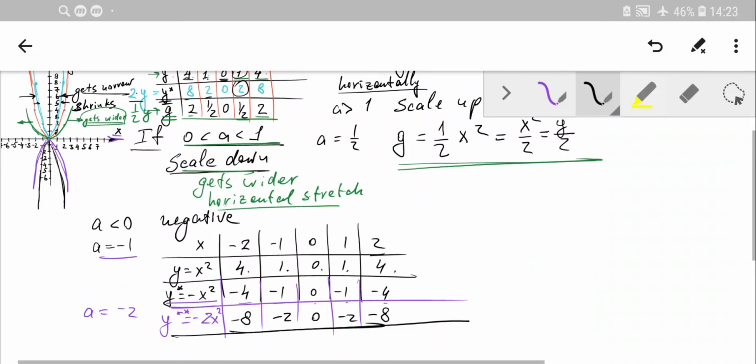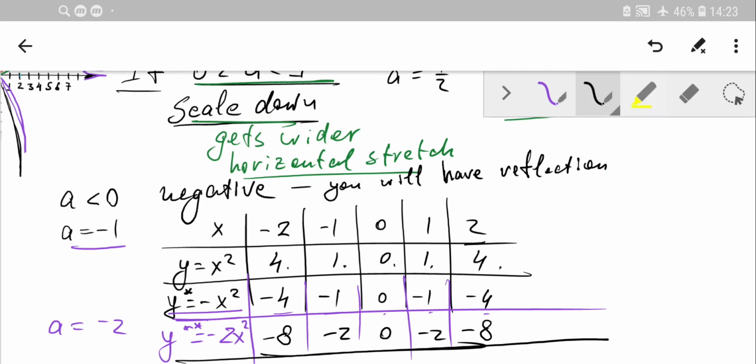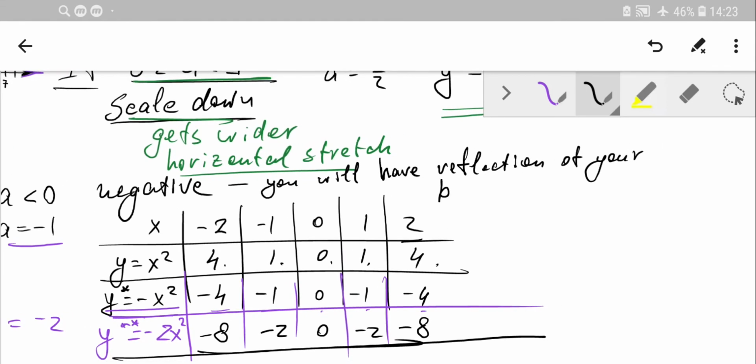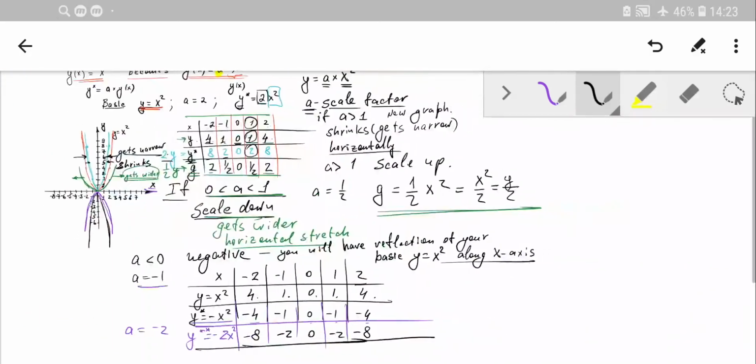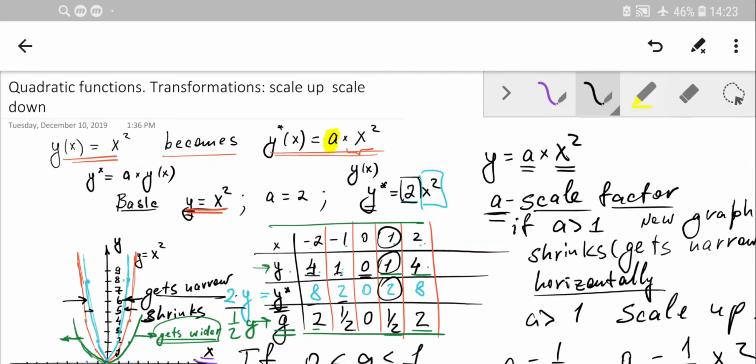So basically when a is negative, you will have a reflection of your basic graph, of your basic parabola y equals x squared, along the x-axis. Okay, that will happen to your graph. Okay, so we considered how to apply transformation of scale up and scale down.